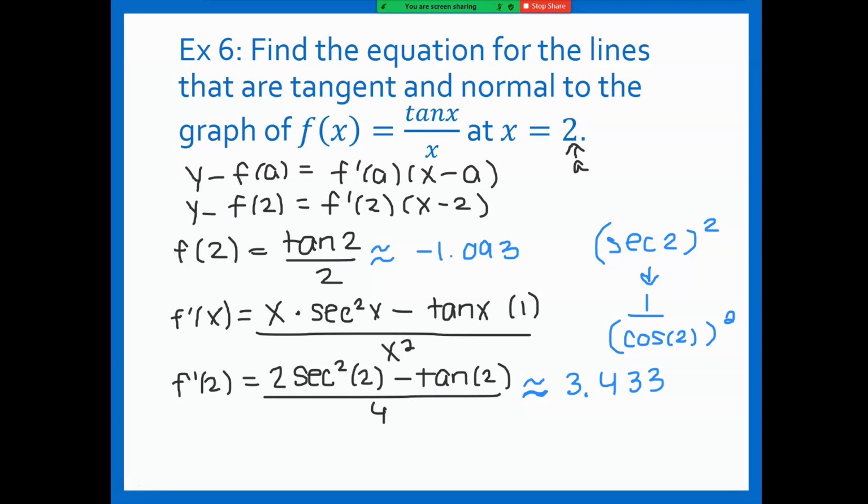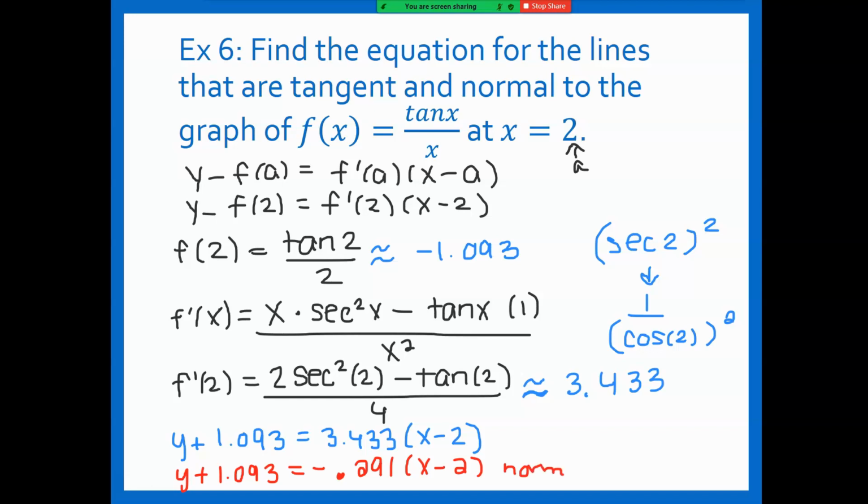So the equation of the tangent line is y minus negative 1.093 equal to 3.433 times x minus 2. Yes, thank you. And then you have to get your reciprocal slope, which is the opposite and 1 over that 3.433, so you get negative 0.291 times x minus 2 for your normal line.